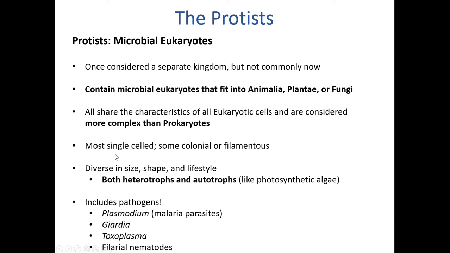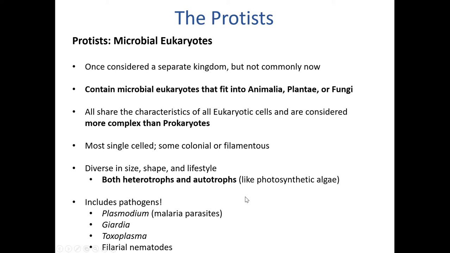All protists share the characteristics, of course, of all eukaryotic cells, and they're considered more complex than prokaryotes. Most of these are single-celled, but some also form into colonies or filaments. Protists are diverse in size, shape, and lifestyle. They include both heterotrophs and autotrophs, like photosynthetic algae, for example. And Protista also includes pathogens, things like Plasmodium, which are malaria parasites, as well as Giardia and Toxoplasma that maybe you've heard of, and then also filarial nematodes.